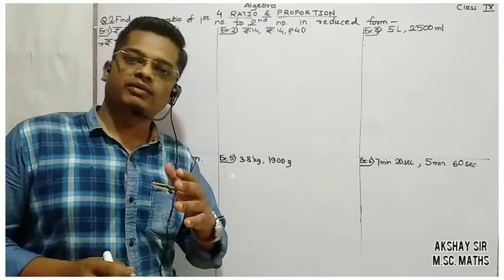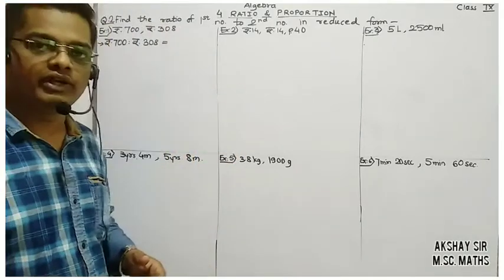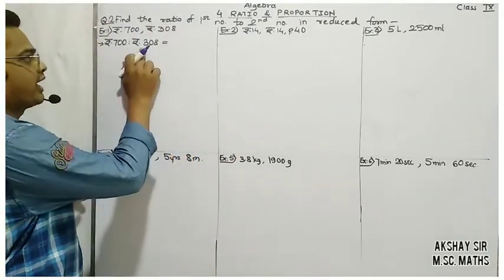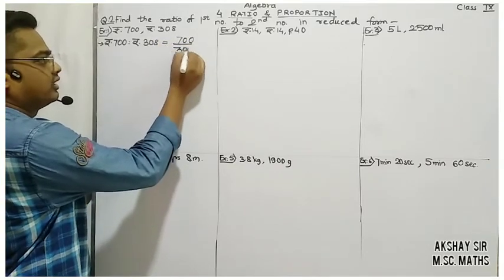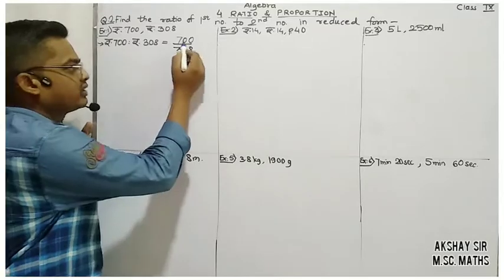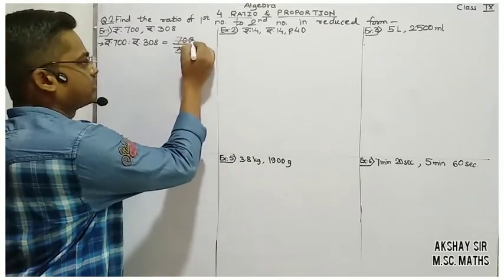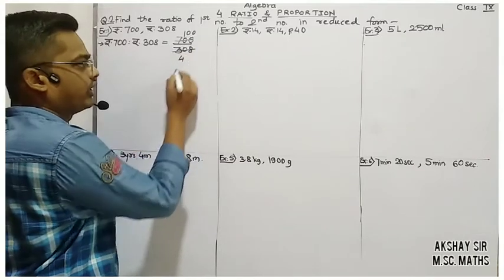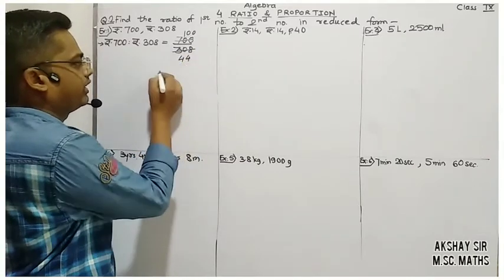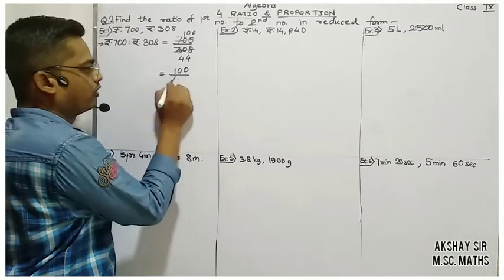Question number second is similar to question number 1, but here quantities are given in a different way. The first one, rupees 700 as to rupees 308. So here we'll take 700 upon 308. Now we can divide this by 7. So 7 tens are 70 and one more 0 is 700. And here 7 fours are 28. So this will be 100 upon 44.